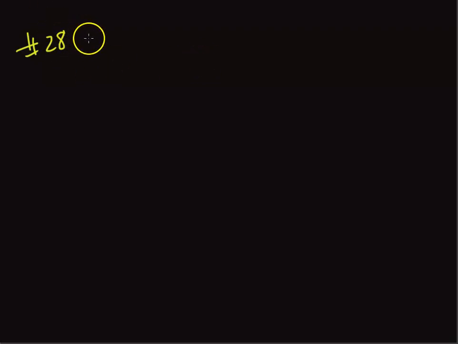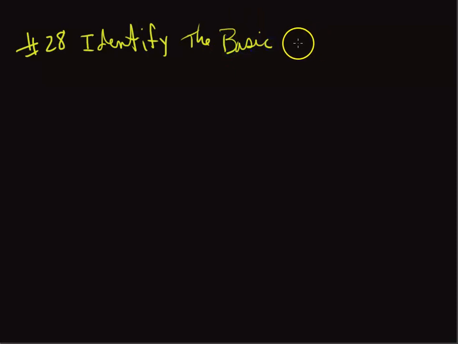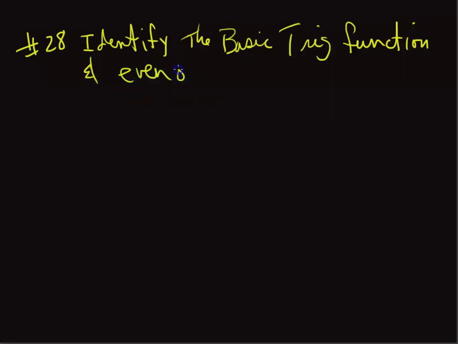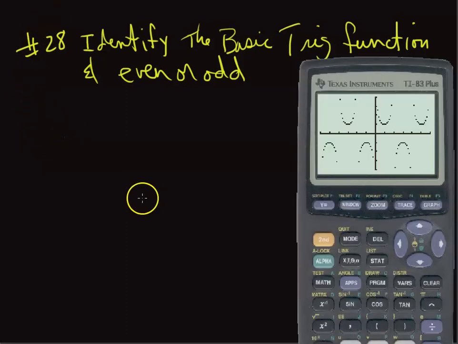So for 28, the directions say identify the basic trig function. They're going to give you a graph, and tell whether it's even or odd. Now they're giving you a picture of the screen, and I can do the same thing for us. So here's the unknown function.